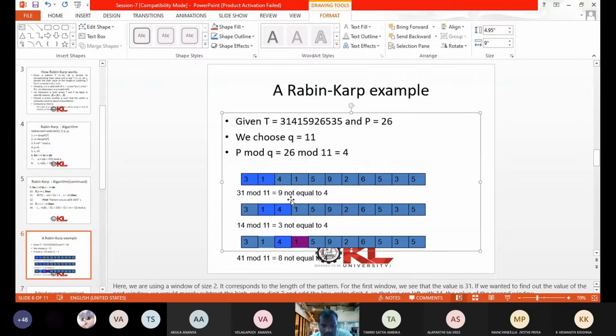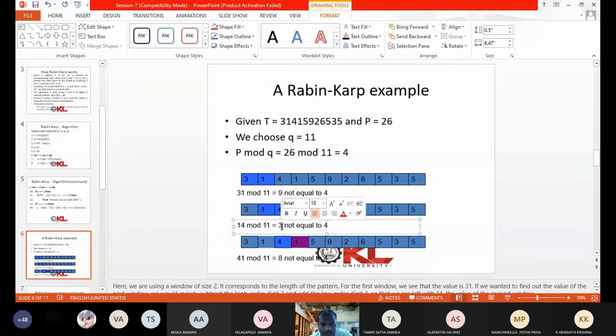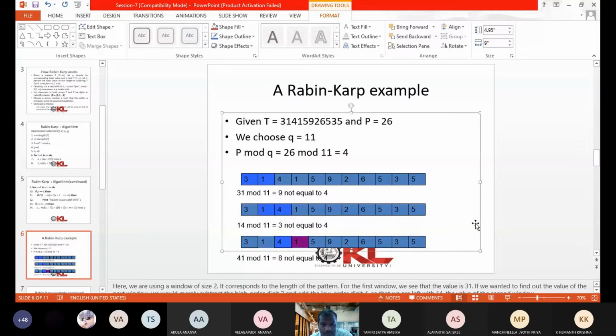The next one is 14. 14 mod 11, that is 3. The pattern hash value is 4. So 3 is not equal to 4, right? So here the hash value is not matching. So slide to the next character.